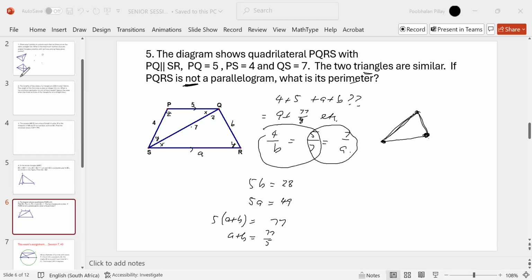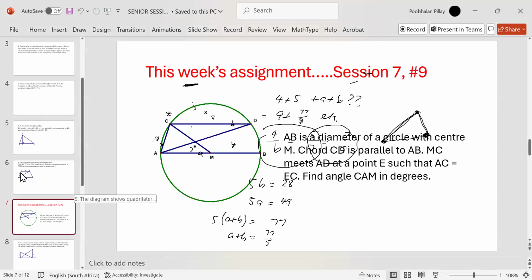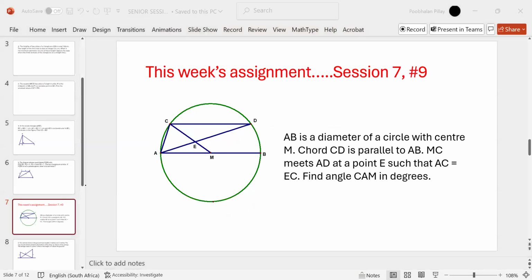The next problem is your assignment, this week's assignment, session 7, number 9. It's an interesting problem. It looks quite easy. And you're asked to calculate an angle, CAM.